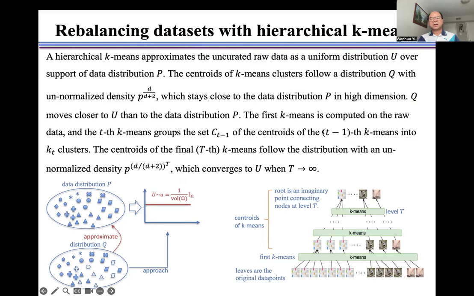The first k-means is computed on the raw data, as shown here. The t-th k-means groups the set C_{t-1}, the centroids of the (t-1)-th k-means, into K_t clusters, as shown here between level t and level 1. The centroids of the final k-means follow the distribution with a normalized density P, which converges to U when t tends to infinity.